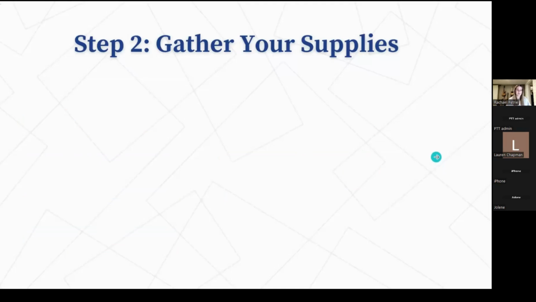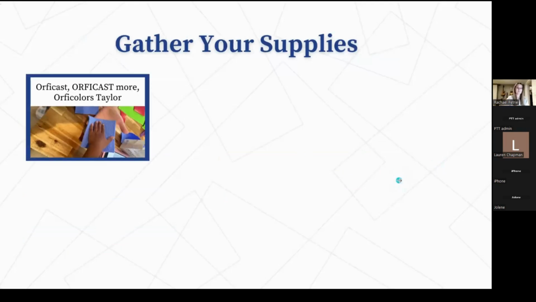So let's talk about some of these splint materials here. OrthiCast, that's what you can see here in the blue on the picture. It comes in different colors and different sizes. OrthiCast More is the same, but a little bit thicker. So if you have something that needs to be a little bit more durable, or you have a larger surface area, you can choose to use OrthiCast More.